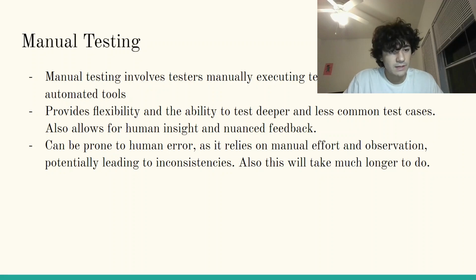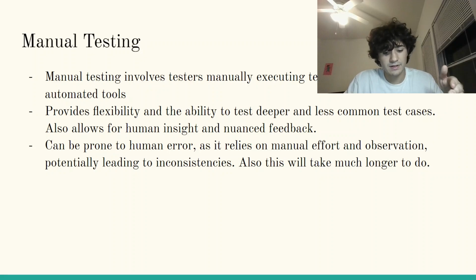The first type of software testing is manual testing, which involves testers manually executing test cases without automated tools. Now, this type of testing is good because it provides flexibility and the ability to test deeper and less common test cases. And the fact that humans are doing it allows for some better insight and some more nuanced feedback. Now, the problem with manual testing, though, is that it is prone to human error since it is humans doing these manual tests.